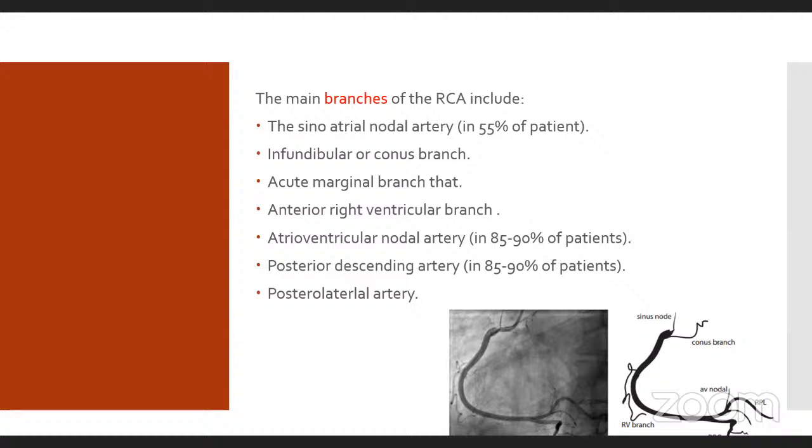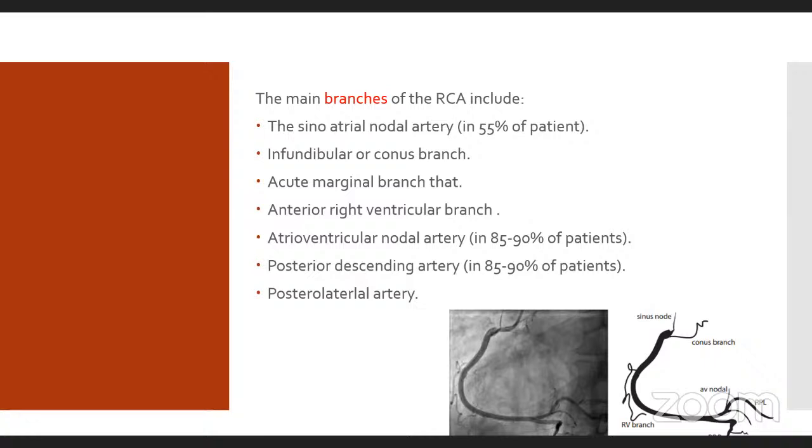The main branches of the RCA include the SA nodal artery, which, as we said earlier, originates from the RCA in 55% of patients, and in 45% of patients comes from the left circ. The infundibular or conus branch courses anteriorly over the right ventricular infundibulum. The acute marginal branch courses anteriorly over the acute margin of the right ventricle.